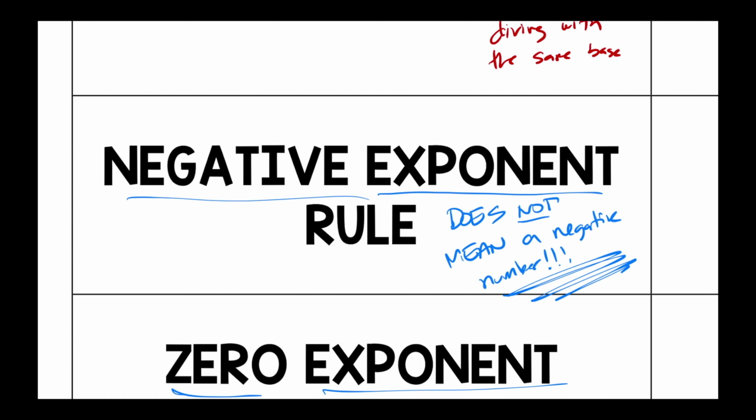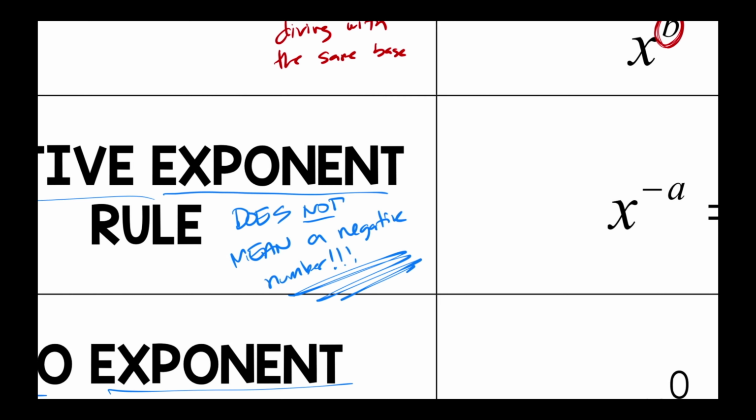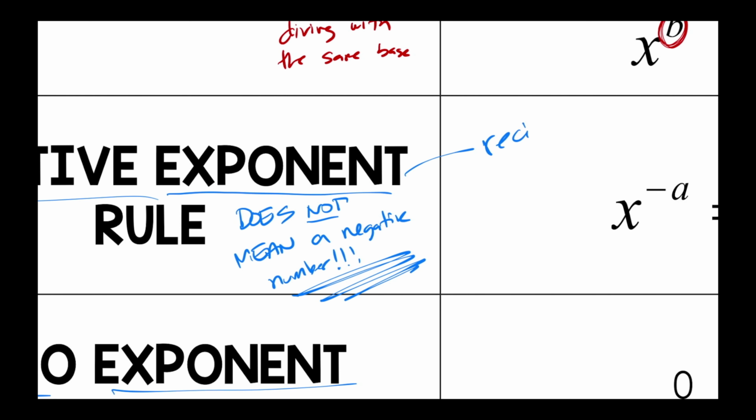Write this down. Every time we talk about negative exponents, I see a lot of students change it to a negative number. A negative exponent has nothing to do with a negative number. Nothing. All a negative exponent means is the reciprocal. That's all it means. It means flip it over.